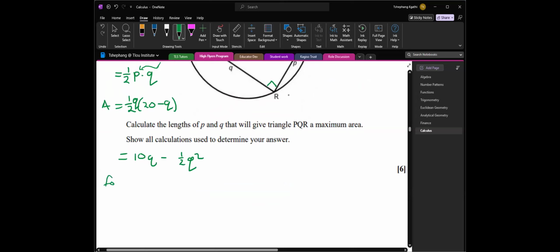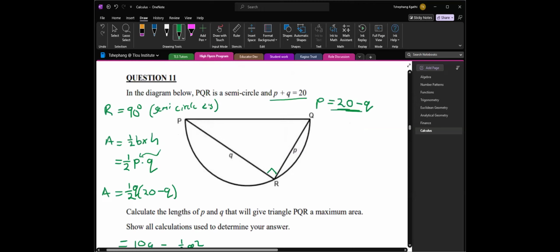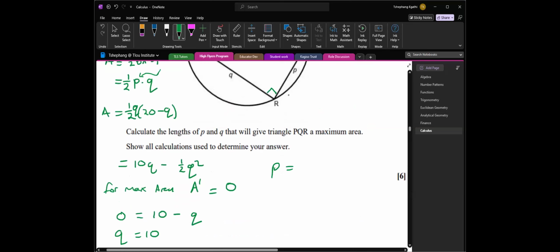Now, for maximum area, A prime must be equal to 0. Now 0 is equal to 10 minus Q. Then Q equals 10. Then we know that P equals 20 minus 10, which is equal to 10 units as well. I'm hoping we're all together there.